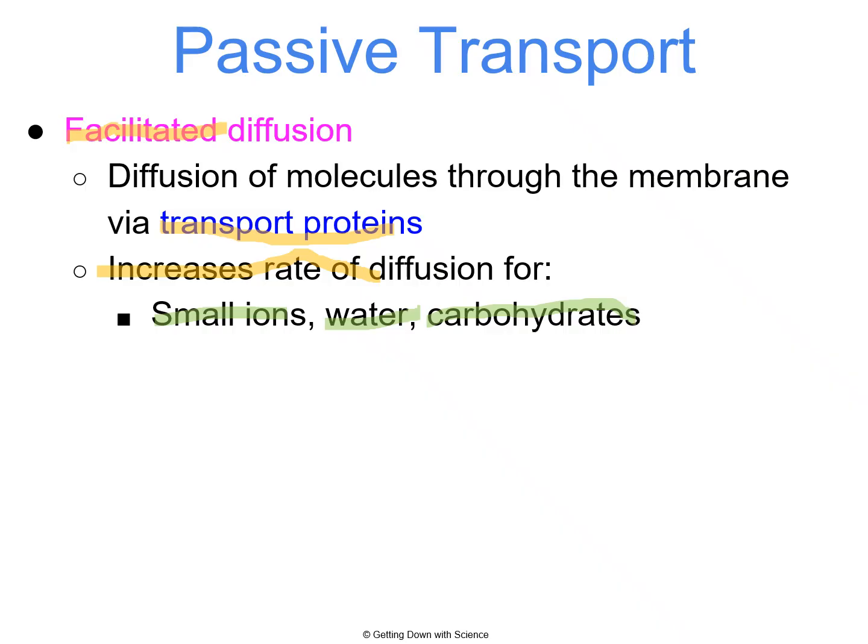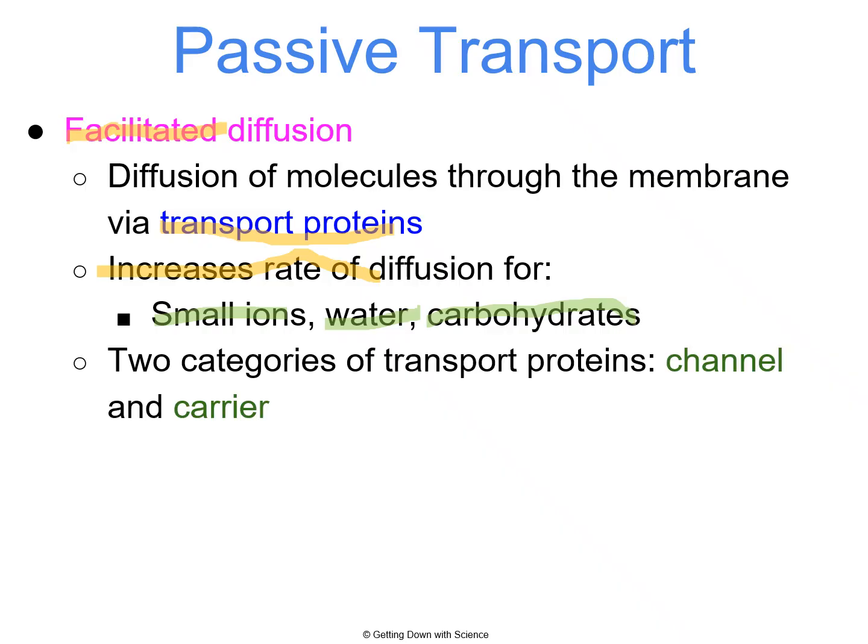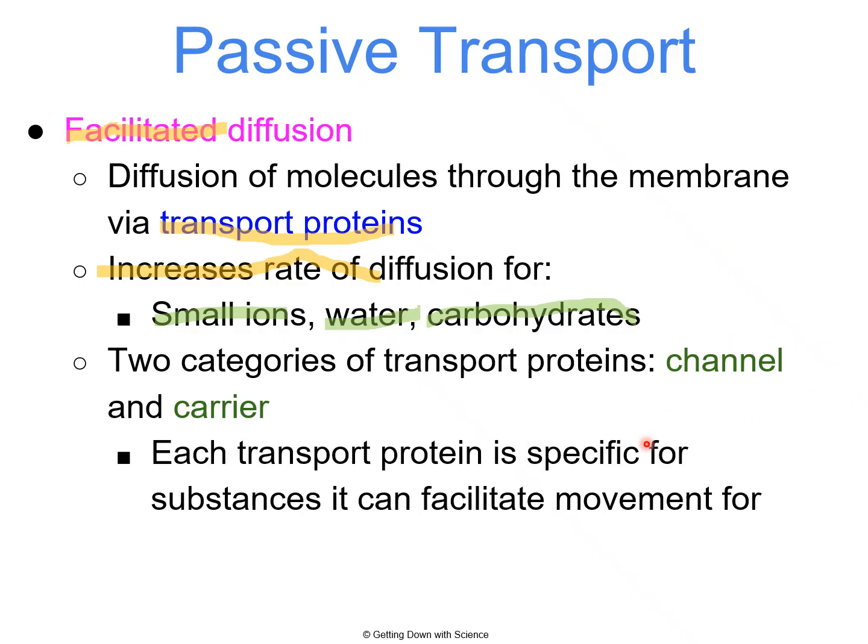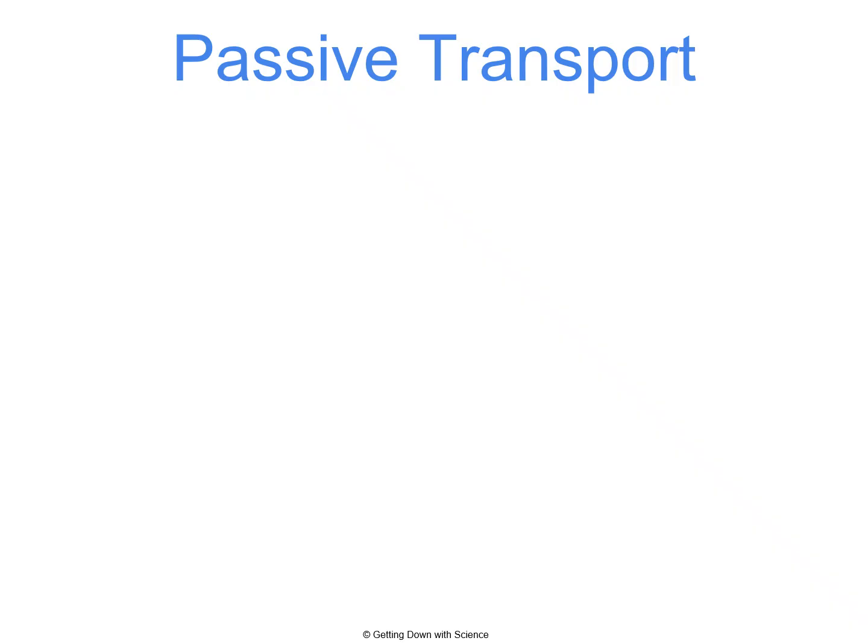So for example, glucose needs assistance crossing the cell membrane. There are two categories of transport proteins. Transport proteins can be classified as carrier proteins, or they can be classified as channel proteins. Each transport protein is specific to the substance that it facilitates. So not all substances can be facilitated by any transport protein. Transport proteins are very specific to the things that they carry.